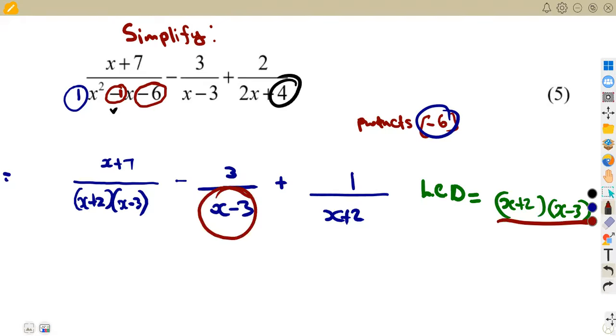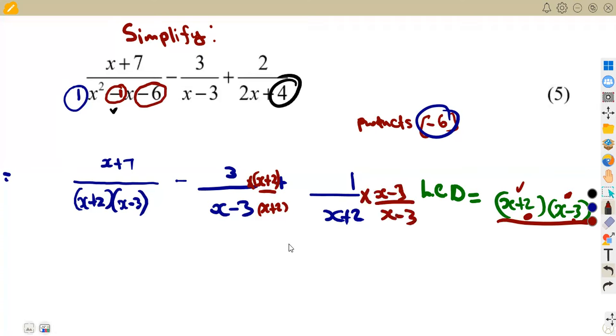There's x minus 3. So what are we going to need here so that we have x plus 2 and x minus 3? We are going to need x plus 2, because we have x minus 3. We have this one. So we are going to need x plus 2. So we multiply by that part that we need, x plus 2 over x plus 2. Okay. We do the same thing on this one, plus 1 over x plus 2. What are we going to need on x plus 2 so that we have x plus 2 and x minus 3? We are going to need what is not here, which is x minus 3. So you're going to multiply by x minus 3 over x minus 3, like that.